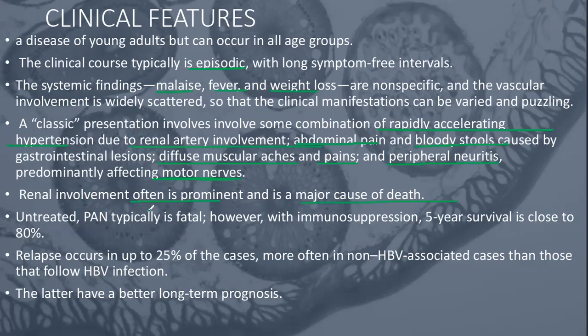Now, if untreated, PAN is fatal. However, we use immunosuppressants such as corticosteroids. Those are anti-inflammatories, and you can also use cyclophosphamide, okay? Once you use immunosuppressants, the 5-year survival rate is pretty good, about 80%, but in a quarter of cases, it usually relapses, okay? And relapse is usually more frequent with the non-HBV associated cases, the two-thirds of cases, than those that follow HBV infection.